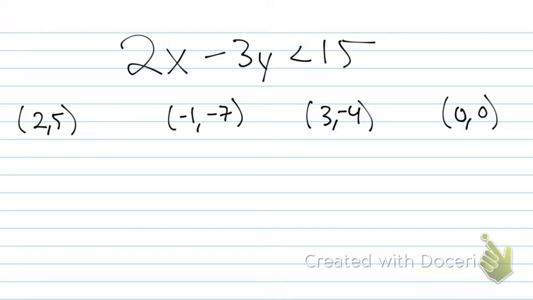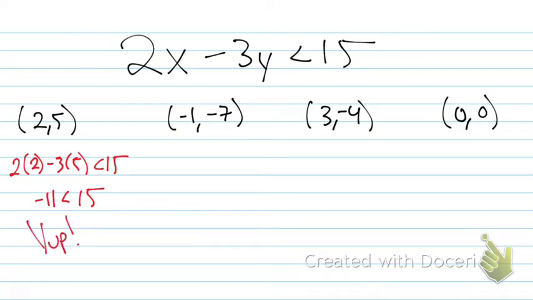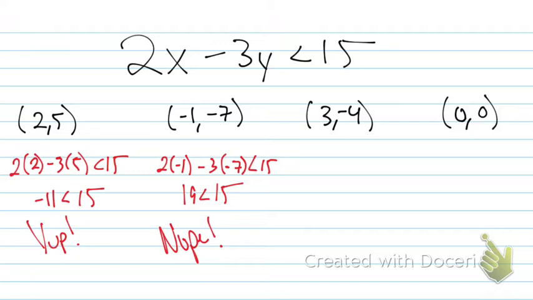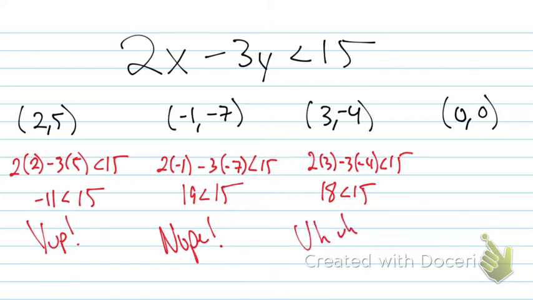Let's use some different colors here. So if I slap a 2 and a 5 in there, 4 and negative 15, negative 11, is that less than 15? Yep. Okay. Slap a negative 1 and negative 7 in there. I get negative 2 and positive 21 for 19 is less than 15. Is that true? No. Nope. It's 2 times 3 minus 3 times negative 4. Is that less than 15? I got a 6 and a positive 12 for 18? The origin, is 0 less than 15? Yes, it is. Okay.